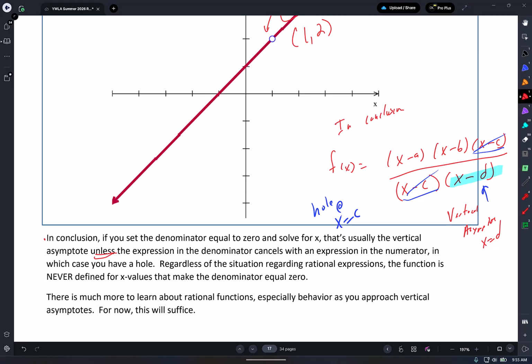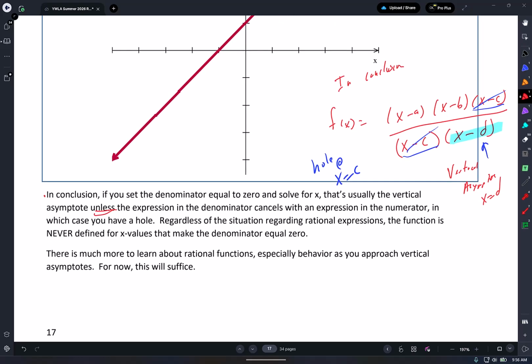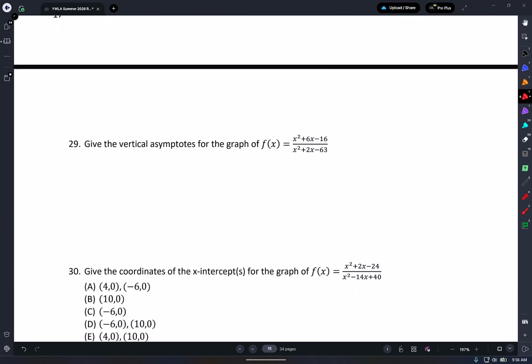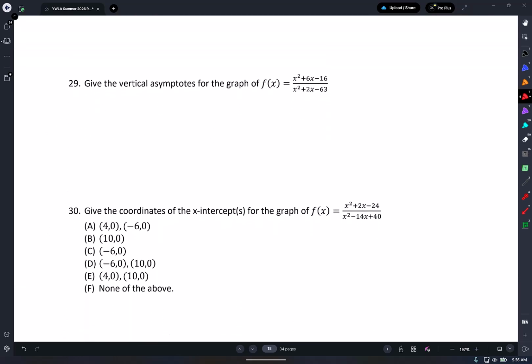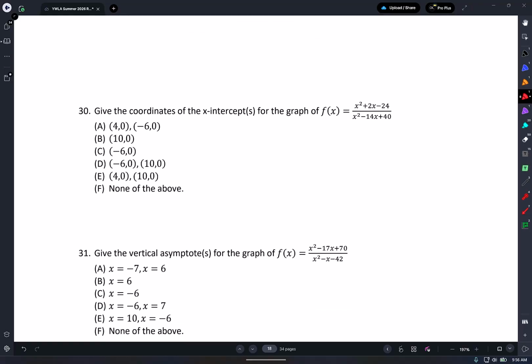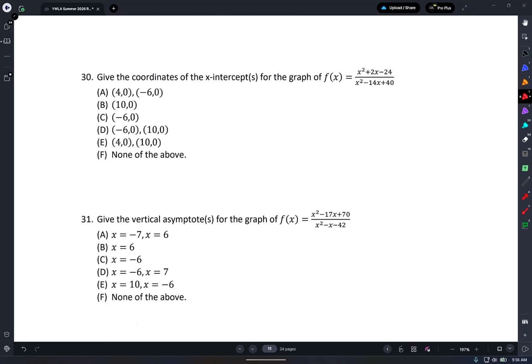So there it is, guys. If you can cancel something out, then you're going to have a hole. And if you can't cancel something out, whatever makes the denominator undefined, you're going to have a vertical asymptote. So let's see if we can work on a few. Let's do number 29, just to get you guys started, and then hopefully you guys can take care of the rest here.